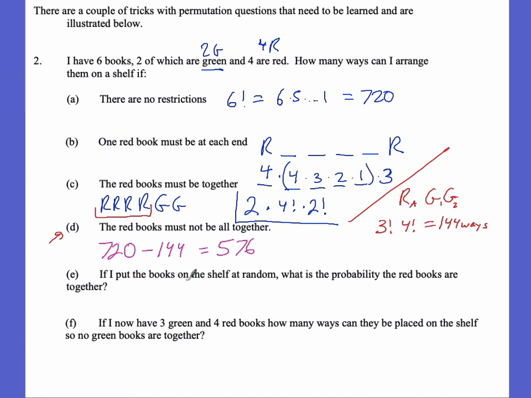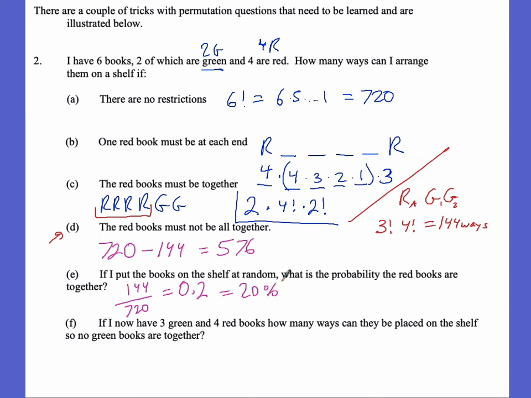If I put books on the shelf at random, what's the probability the red books are together? So that would be a result from part C. The red books must be together. That's 144 ways divided by the total, which actually equals 0.2 or 20%.